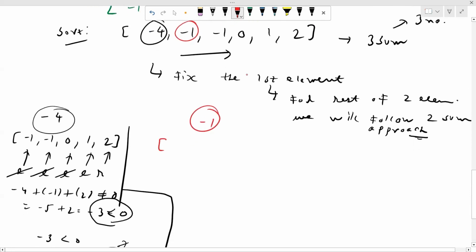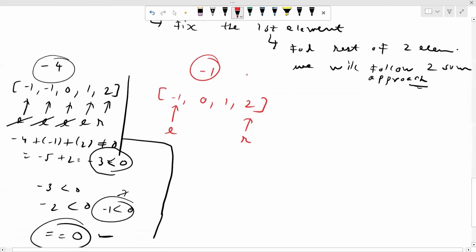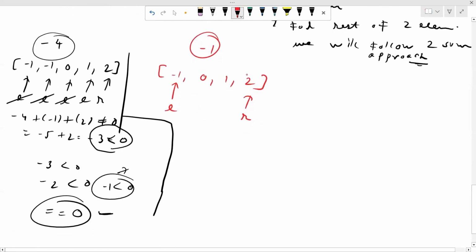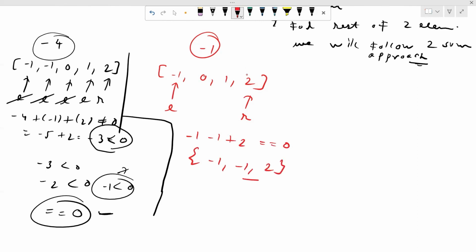And the remaining part of the array would be minus 1, 0, 1, 2. So initially our left pointer will be pointing to the left side of the array and right to the right side of the array, right? So now again we'll try to calculate the sum minus 1 plus 2. So this will be equal to 0. So this is one of the triplets which can be considered, right? So we find out there is one triplet right over there.